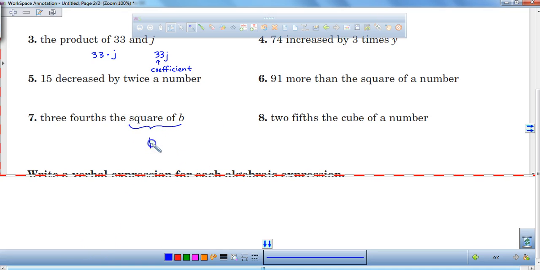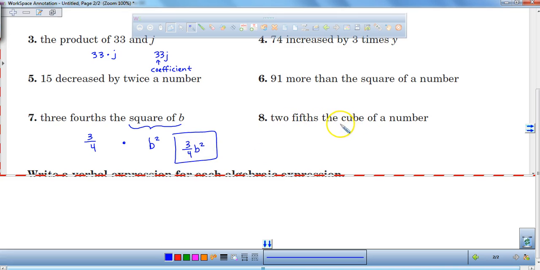The square of b is written as b squared. Now if I take 3/4 of that, that means I'm multiplying 3/4 times b squared, which is called the square of b. So putting it all together, that becomes 3/4 b squared. And that'd be your answer. Now what does 3/4 represent? That's the coefficient. The b represents the variable.